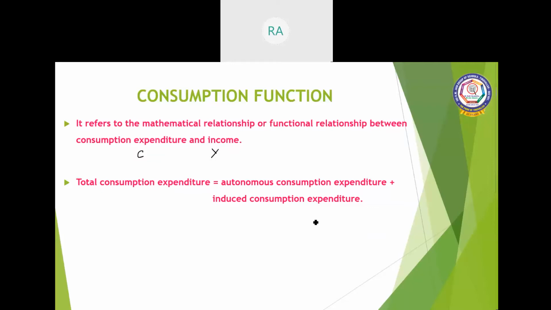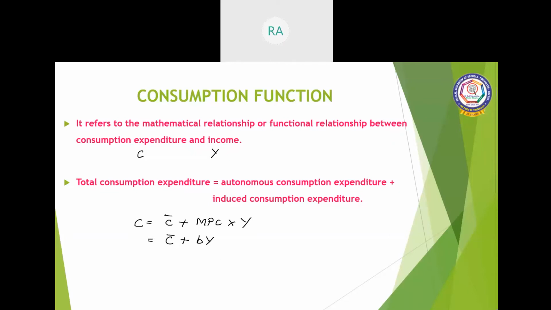So let us now derive the equation of consumption function. Total consumption expenditure is C. C is equal to autonomous consumption expenditure, C dash, plus induced consumption expenditure, MPC into Y. Consumption expenditure is otherwise autonomous consumption expenditure plus BY. So C is equal to C dash plus BY.